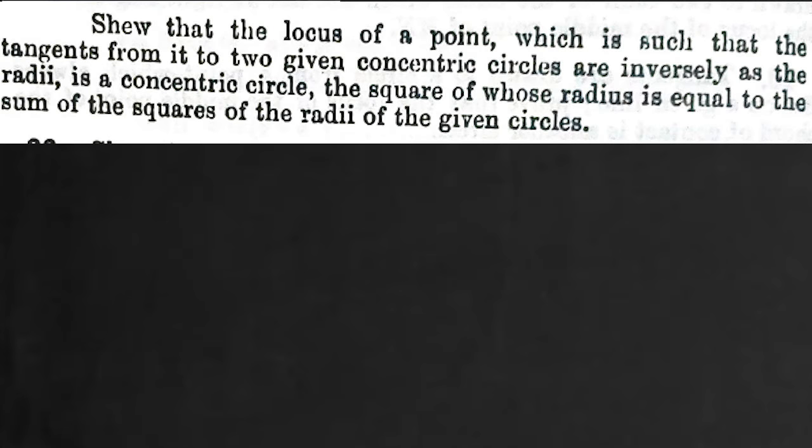The locus of a point which is such that tangents from it to two given concentric circles are inversely as their radius is a concentric circle, the square of whose radius is equal to the sum of squares of radius of the two given circles. So we have two concentric circles, say, which are x square plus y square equals a square and x square plus y square equals b square.